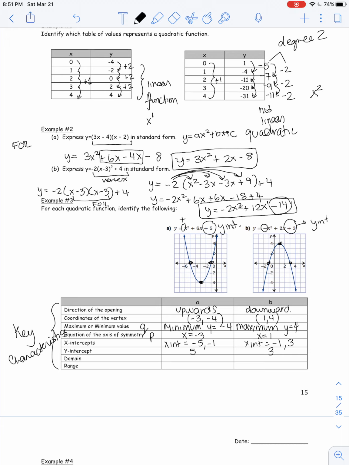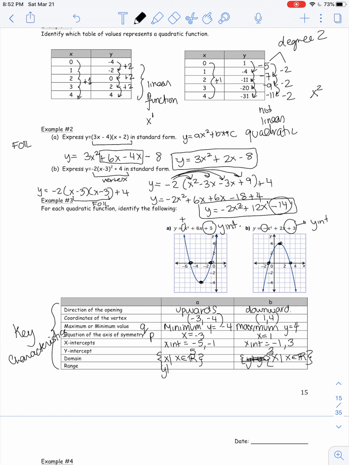The domain, x such that x is an element of real numbers, is true because this graph is extending forever left and right. That means all x values are allowed. And the domain for B is also x such that x is an element of real numbers. So they both extend forever left and right, even if it's upward or downward. So there's no restriction attached to it, so that's why I can go x element of R for both.